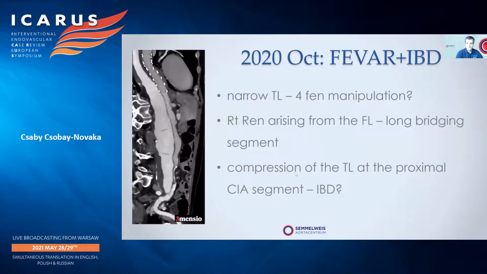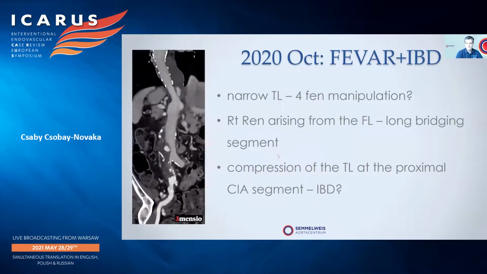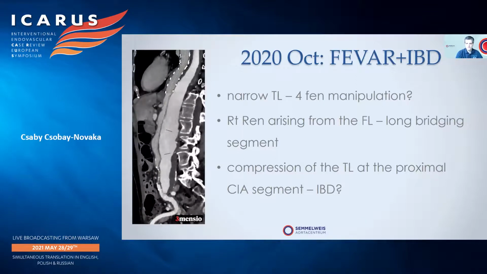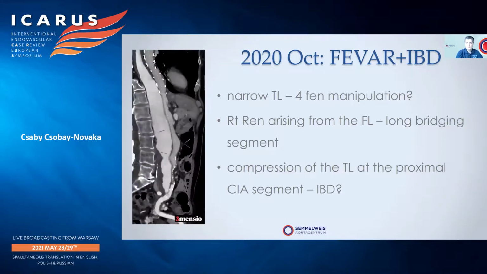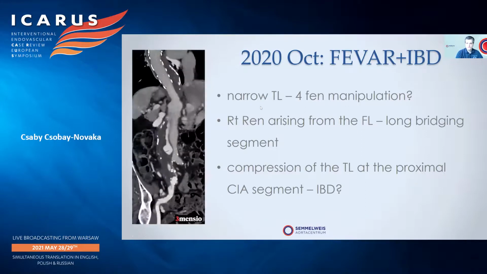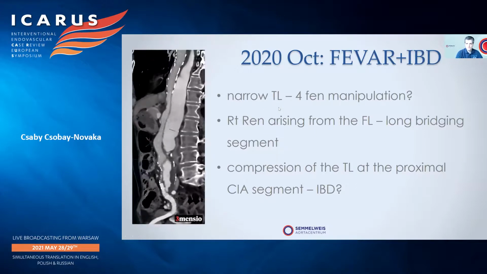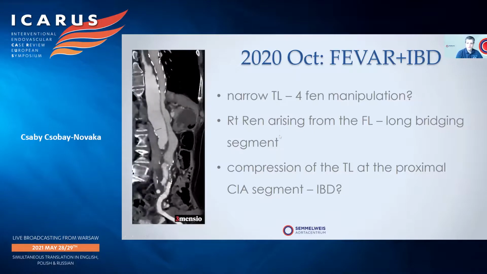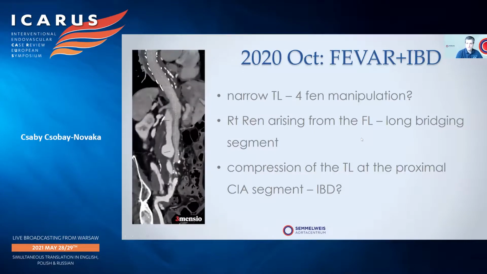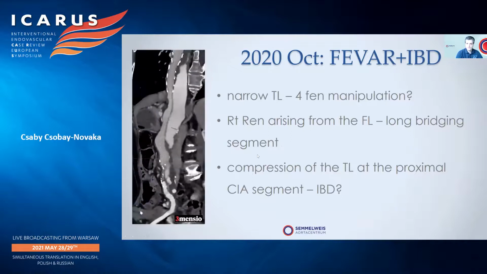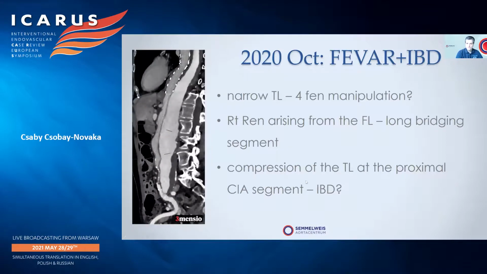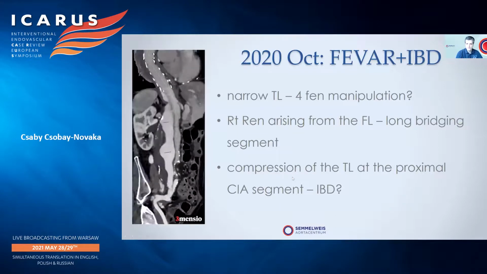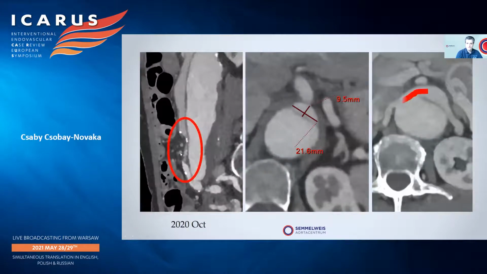So in October 2020, we decided to continue with the third stage, fenestrated repair and the distal iliac bifurcation device on the left side. But there were some questions. A narrow true lumen was seen, which showed that it will be difficult to manipulate the device within the true lumen. There was a right renal arising from the false lumen, which needed a long bridging segment for that branch. And there was a compression of the true lumen at the proximal common iliac artery, which we wanted to perform an IBD procedure on. So this is what you see here.